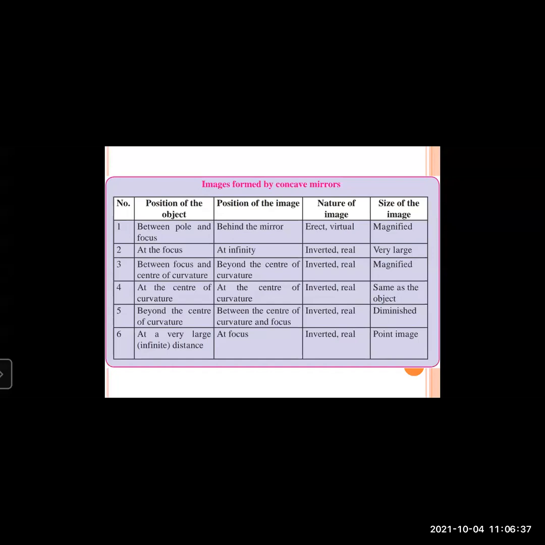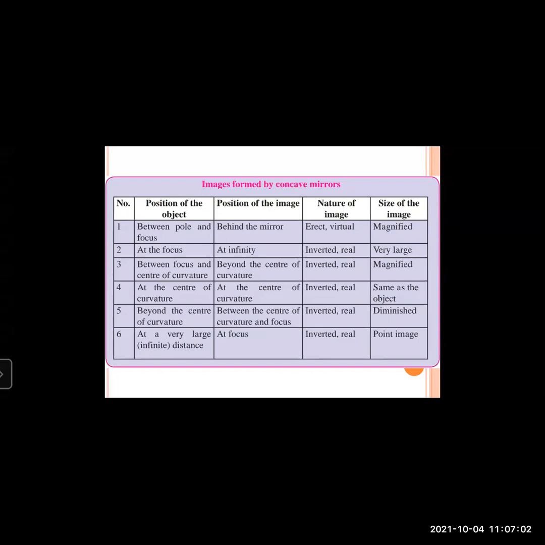Okay, if you understand the position of the object and position of the image, you will be able to understand the nature of the image. Try to visualize it, try to find out in your diagrams. Observe these things. If you place the object at focus, the position of the image is at infinity. Nature of image is inverted and real. Size of the image is large.